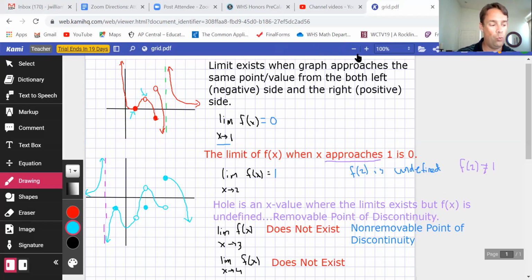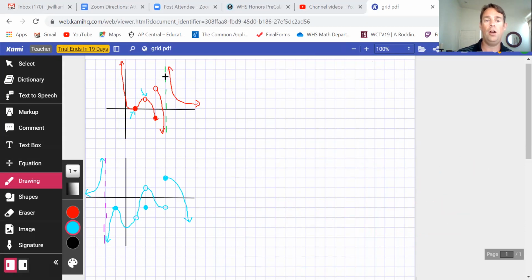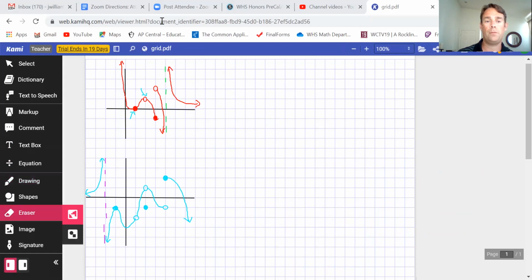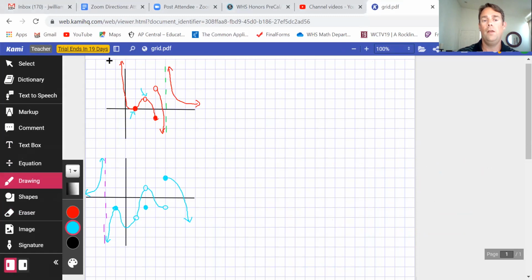So we're going to look at one other different type of case. There's one other type of case where the limit doesn't exist. And that other type of case when the limit doesn't exist is when we say that a graph oscillates.